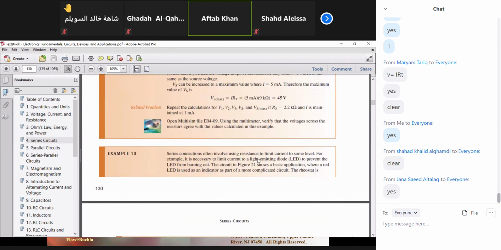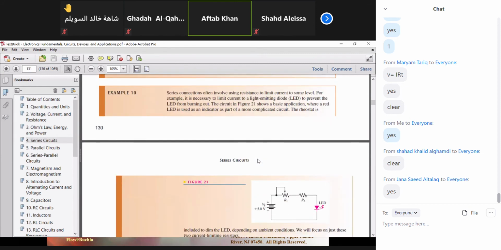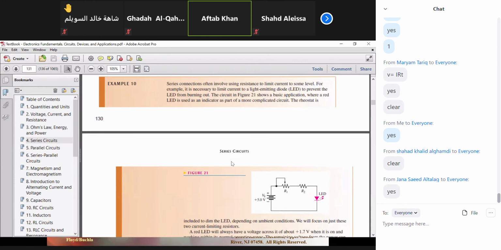Okay, this is a series connection here. For example, it is necessary to limit the current to the LED to prevent the LED from burning out. The circuit shown is a basic application where a red LED is used as an indicator as part of a more complicated circuit. The rheostat, okay, the word is there, rheostat, just to be clear. Rheostat means variable resistor. That's the picture which I showed you today. That is also called a rheostat, meaning a variable resistor.